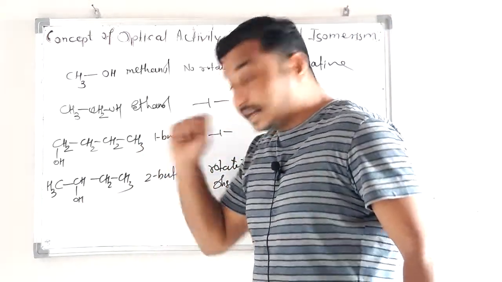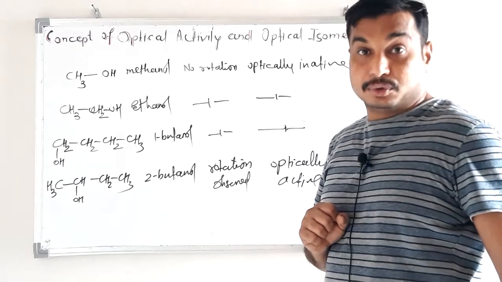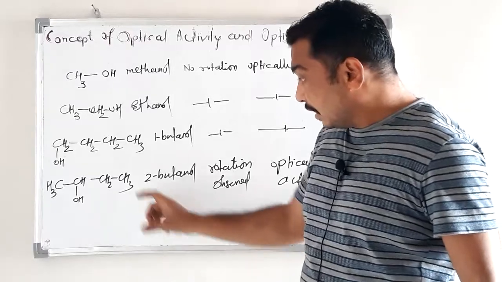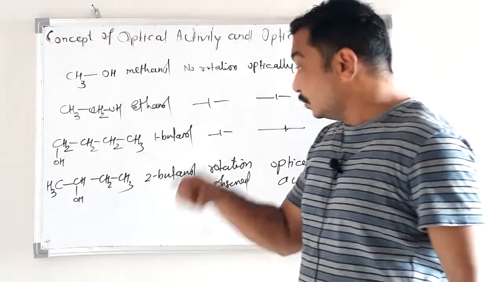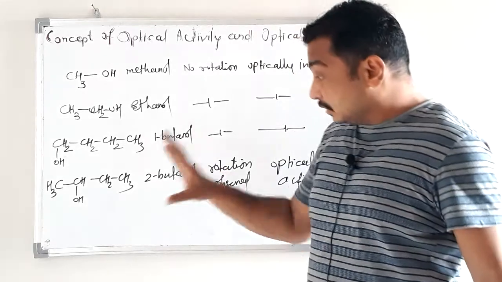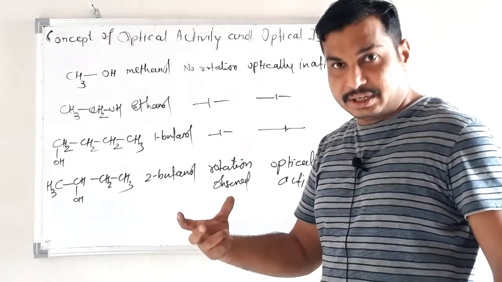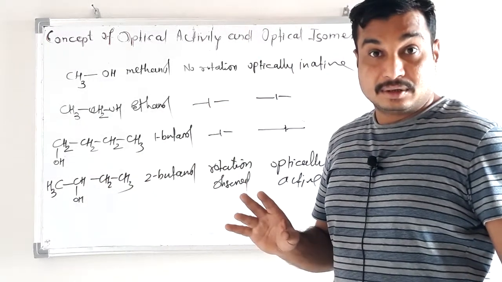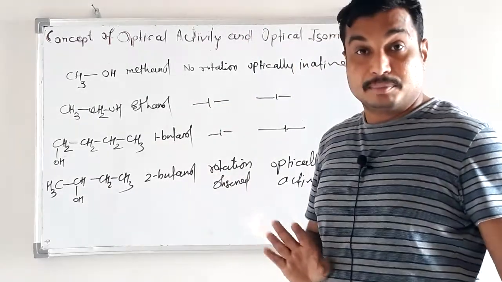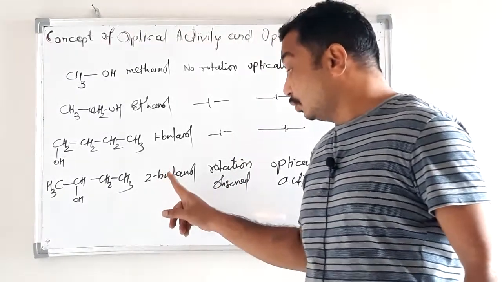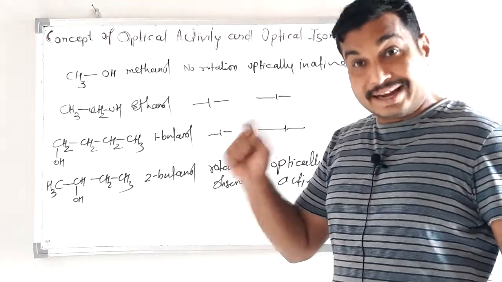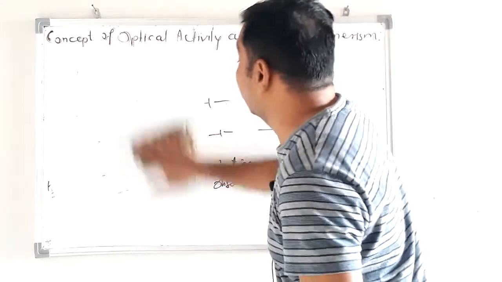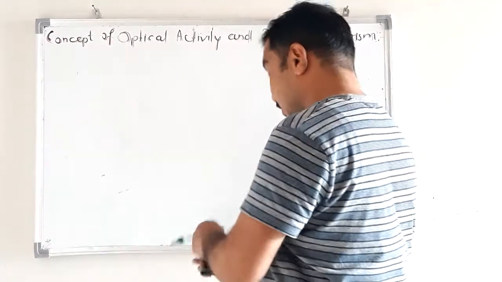Will that difference make it optically active? No. This compound has some speciality. This 2-butanol has some property that is not associated with 1-butanol. This property, or God's gift we can say, is absent in 1-butanol, but that gift is associated with 2-butanol. What is that? That gift is the asymmetric carbon atom.